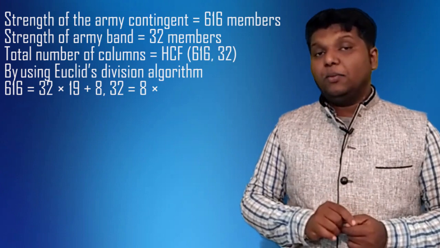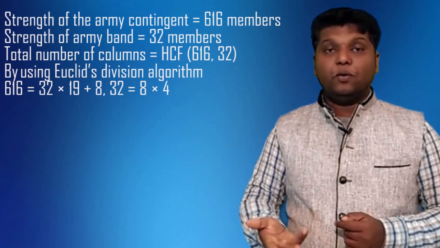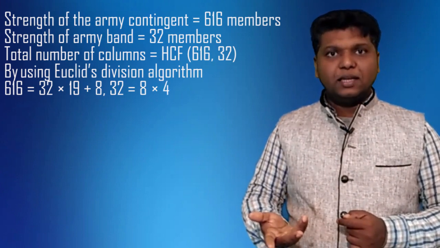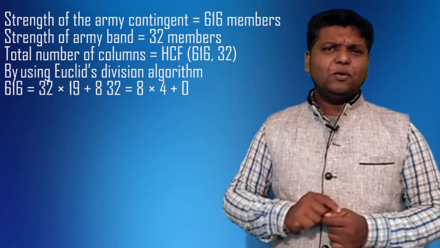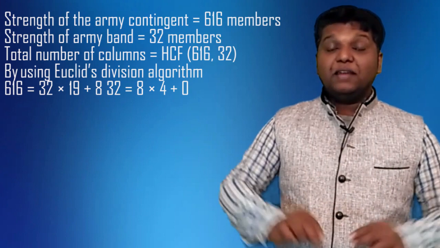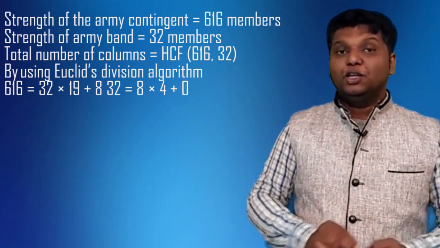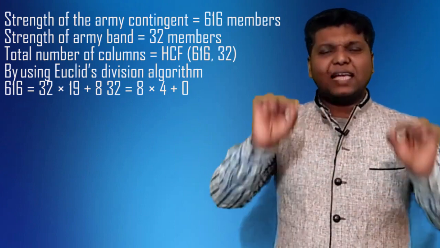8 into how much times? 4 times. 8 into 4 is 32 itself, right? Plus, that means there is no remainder, plus 0. So now you got the remainder as 0. I told you, whenever you are getting the remainder as 0, you will have to stop exactly there.